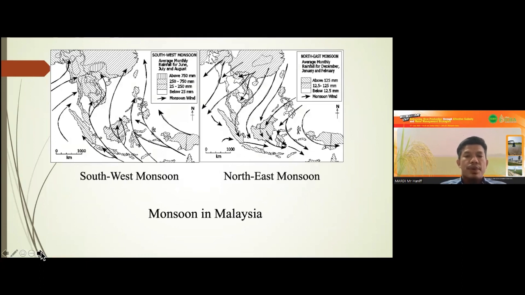So the main source of water in Malaysia is from the rainfall, which occurs during the southwest monsoon and the northeast monsoon. You can see the map of how the southwest monsoon contributes average monthly rainfall from June to August, and the east coast monsoon during December, January, and February. This is the main water source that Malaysia needs for the paddy water requirement.